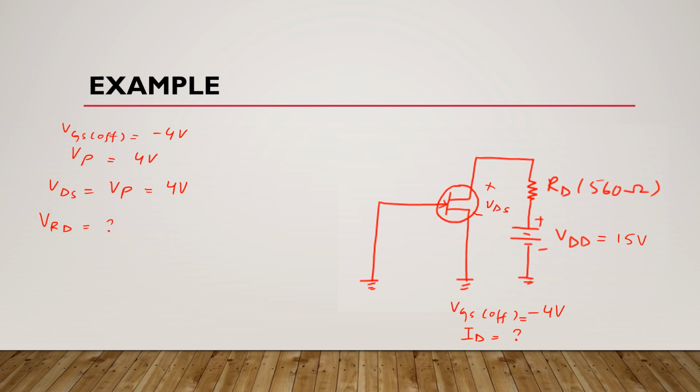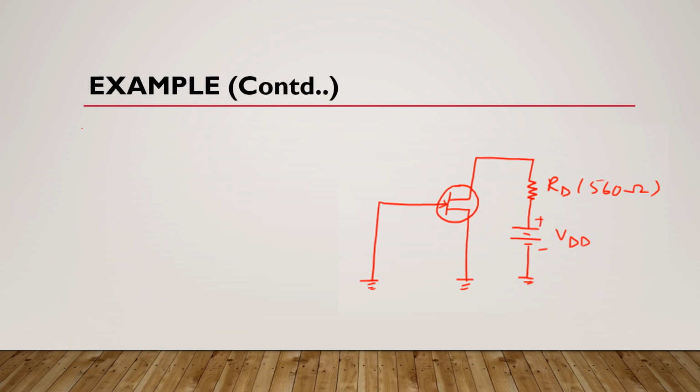Again, if we look at this region and apply the KVL equation here, it is VDD is equal to VRD plus VDS. Here this VRD is unknown. It means it is equal to VDD minus VDS. Here we know that this VDD is 15 volts and VDS is 4 volts. It means here this VRD is 11 volts. Okay.